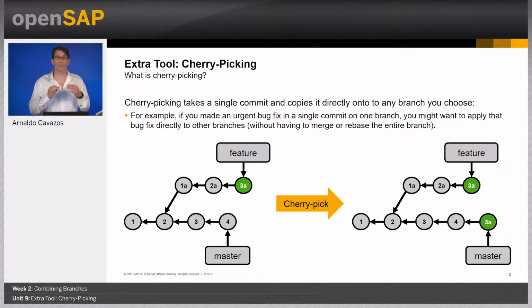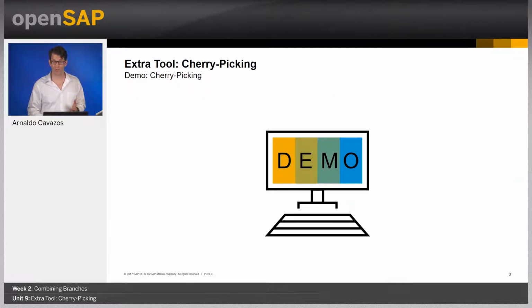Now, it's also possible to copy a commit from one branch back into the same branch. If you make a change in a commit and later revert that change, if sometime later you realize you want to redo that change, you could use cherry picking to reapply the change to the same branch. Let's go to the demo.